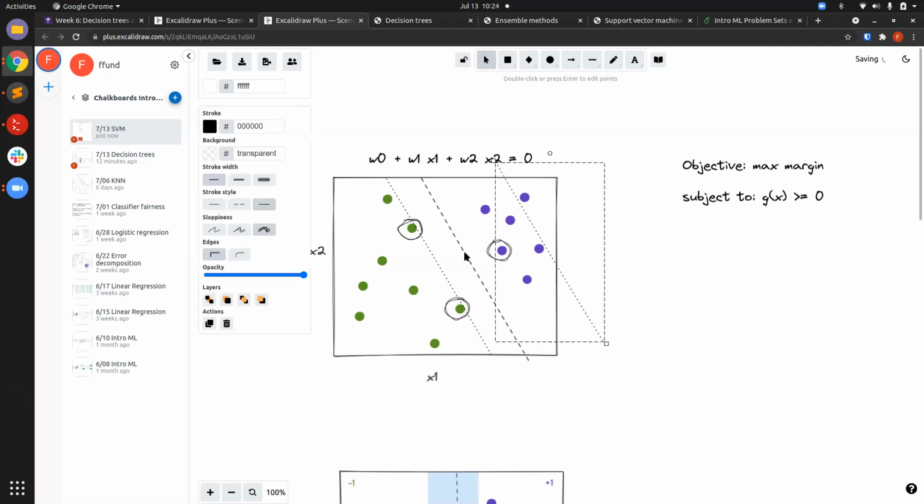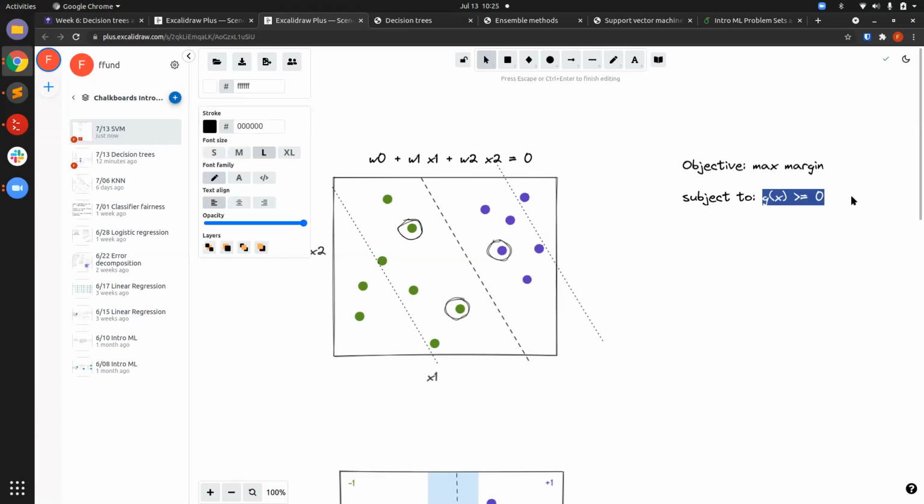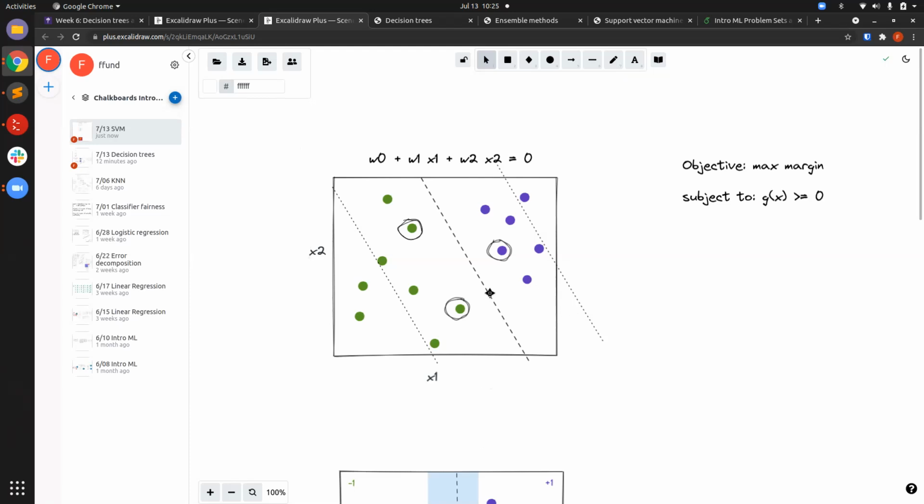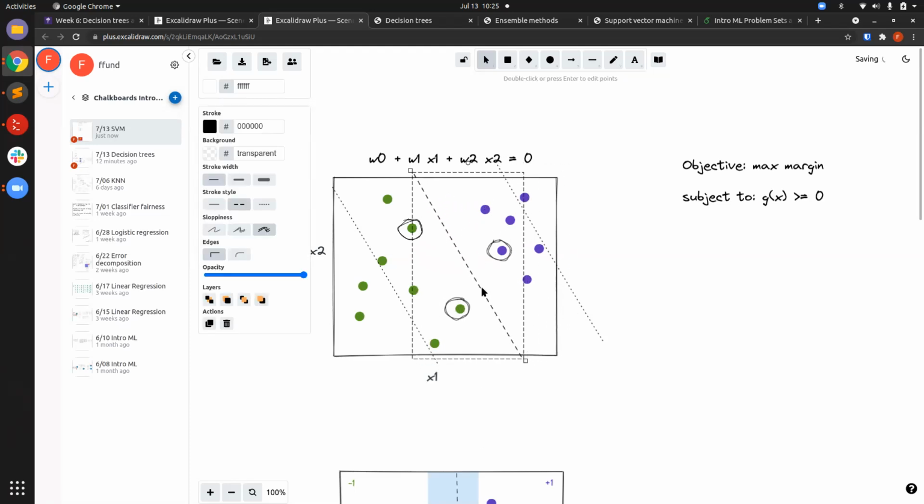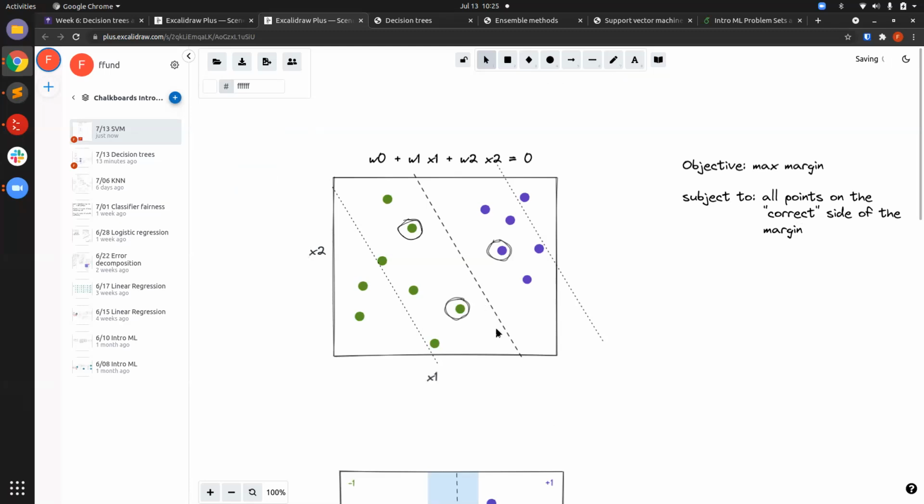So let's say we have this margin. It's wider. Does that make it better? Okay, so it's not better because then we have points inside the margin. We might have a hyperplane that ends up incorrectly classifying samples. So we want to maximize the margin subject to all points on the correct side of the margin. So every point should be outside the margin and it should be on the correct side of the margin.